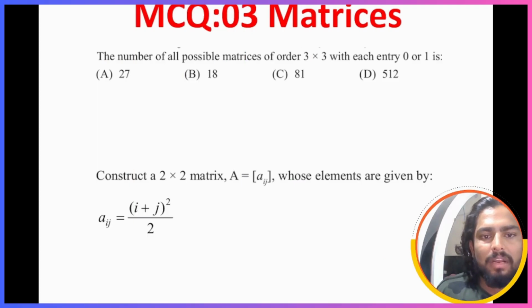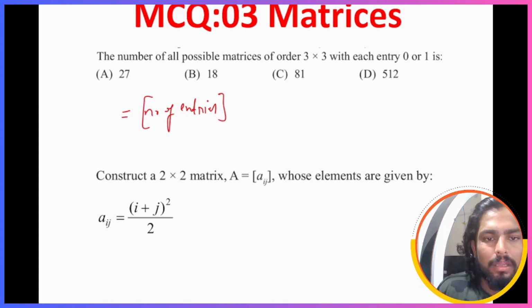Yeah, first question, the number of all possible matrices of order 3 cross 3 with each entry 0 or 1. Okay, so here the formula is very simple, children. Number of entries to the power m cross n. So m cross n is the order of the matrix. Okay, so here the order of the matrix is 3 cross 3, right?